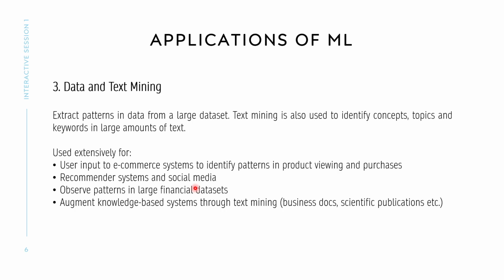The third application of ML is data or text mining. Data mining involves extraction of patterns in data from a large data set. And text mining is similar to data mining in the sense that we mine text instead of data like images or videos. Text mining has the additional benefit that it can identify concepts, topics, and keywords from large amounts of text.